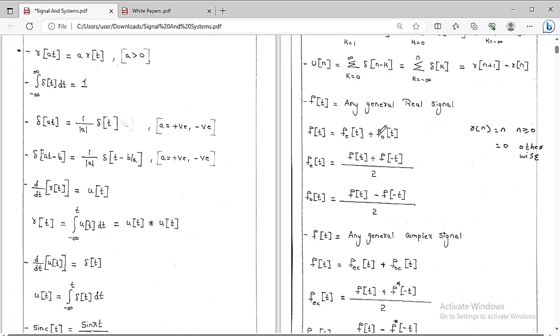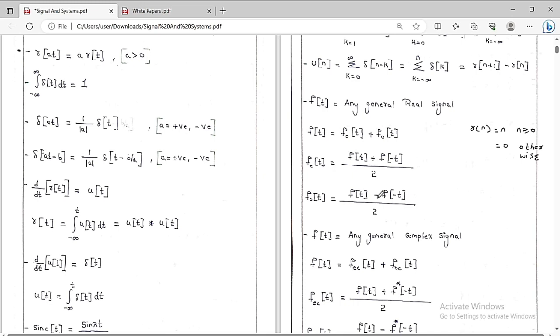So f e of t is called the even signal and f o of t is called the odd signal. So f e of t is nothing but f of t plus f of minus t by 2. If you want the even part of the signal, you have to use f of t plus f of minus t by 2. Then if you want f o of t, it is equal to f of t minus f of minus t by 2. This point you always have to keep in mind. If you want the even part of f of t, it is f of t plus f of minus t by 2. And if you want the odd signal f o of t, then you have to subtract: f of t minus f of minus t by 2.